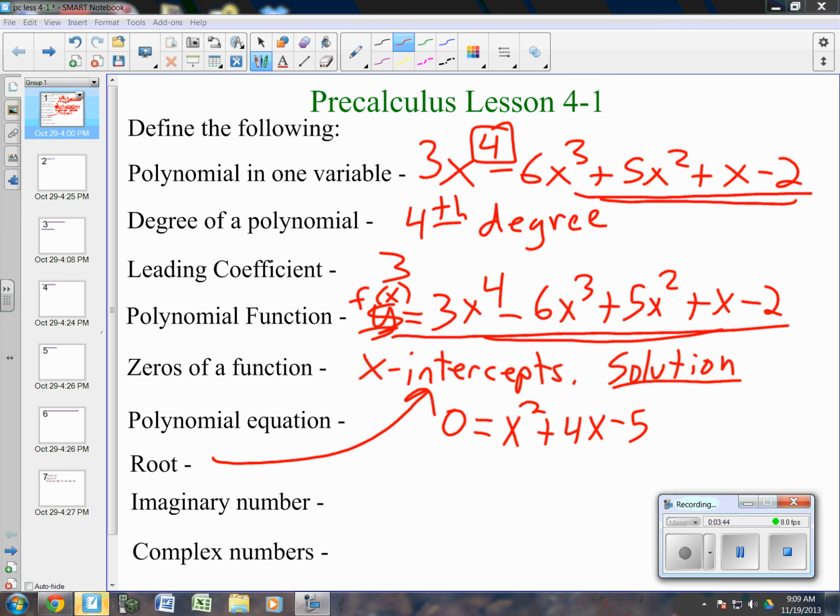Okay, so that's really key right there, you guys. When we're talking about solving a polynomial equation, that means you replace y with 0. Okay, we talked about a root being an x-intercept.